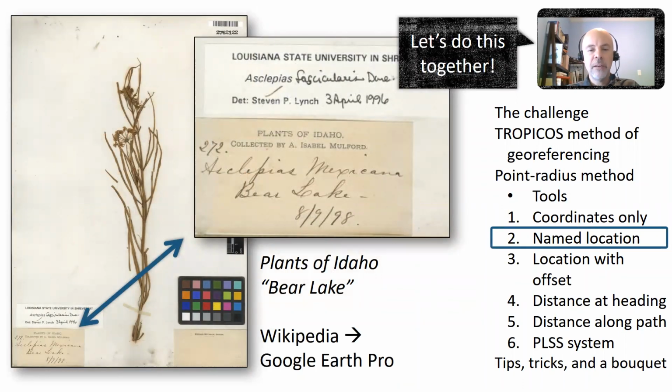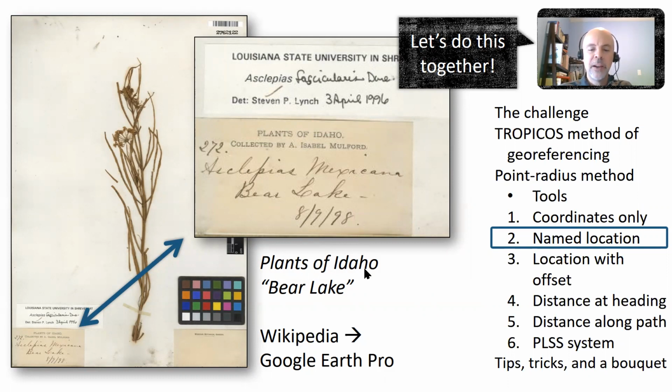So the next type of locality description is the named location. This one's a little bit difficult to see, but as you can see, it's Plants of Idaho and then Bear Lake. And just as an aside, it was collected on August 9th of '98. Is this 1898 or 1998? In this particular case, I know it's probably 1898 because the specimen was re-identified in 1996, so it couldn't have been identified before it was collected. But just as a note, this kind of date format is really not helpful because time changes. So anyway, back to Bear Lake.